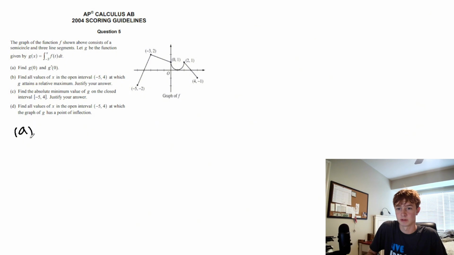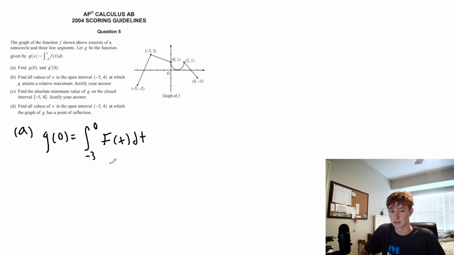So all that g of 0 is, is the value of the function g when x is equal to 0. So let's just plug in the number 0 for x in g of x. So g of 0 is equal to the integral from -3 up to 0 of f of t dt. And the integral from -3 to 0 of f of t is just the area under the curve from -3 to 0 on this graph of f. So let's do that. So that is equal to this portion.